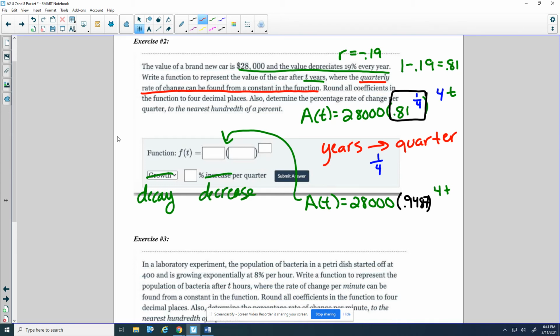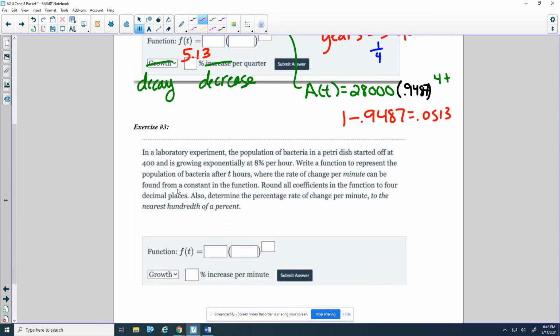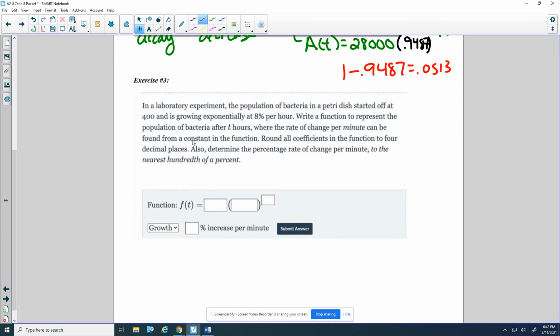Now to find the percent it's decaying by, we have to do the 1 minus 0.9487, which is going to give us 0.0513. So this is 5.13% decrease per quarter, okay? So basically, as I said, it's not exactly 19 divided by 4 because that would be smaller than 5, okay? It works a little differently because we're changing with the exponents. So one more problem, and then we actually have one more that's not a Delta Math, just to kind of show you a different take on these problems.